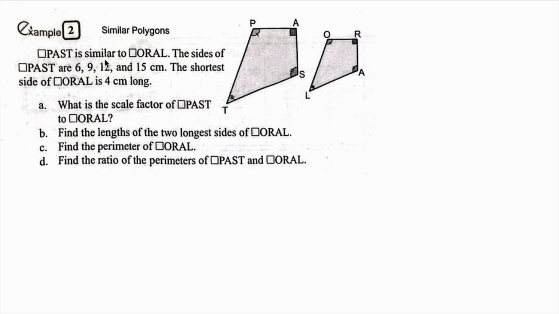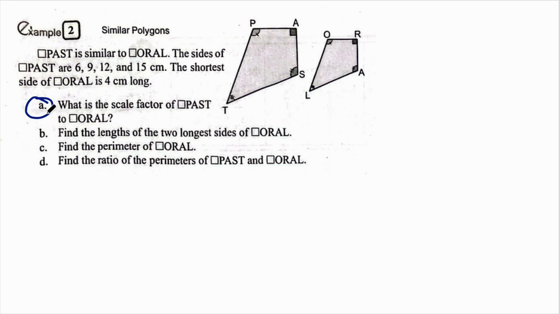Hi there. So in this second example, we have another pair of similar polygons. The name of the polygon is PAST, and it is similar to this particular little polygon, which is ORAL. The sides of PAST are 6, 9, 12, and 15, and the shortest side of ORAL is 4 centimeters long. There are four questions that we are going to answer today.